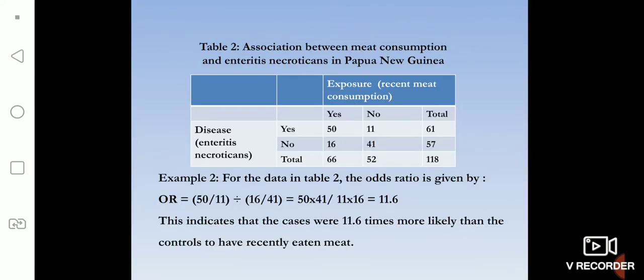Let us see one more example here. It is the association between meat consumption and enteritis necroticans in Guinea. Now for table 2, the odds ratio is AD by BC, that is 50 into 41 by 11 into 16, that makes it 11.6. So this indicates that the cases were 11.6 times more likely than the controls to have recently eaten meat.